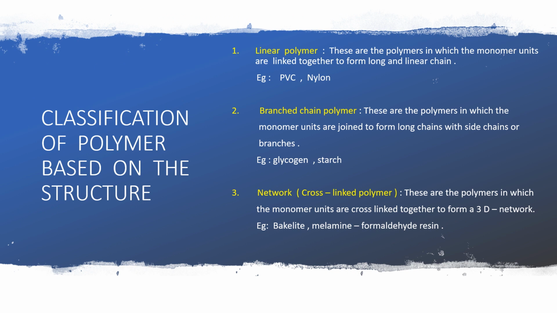Now let us move on to the classification of polymer based on the structure. So there are three types of polymer based on the structure. First one is linear polymer, second one is branched chain polymer, third one is network or cross-linked polymer. So let us move on to the first one, that is linear polymer. Here in this linear type polymer, monomer units are linked together to form a long and linear chain. Means monomer units are linked together to form a linear chain of the polymer. For example, PVC and nylon.